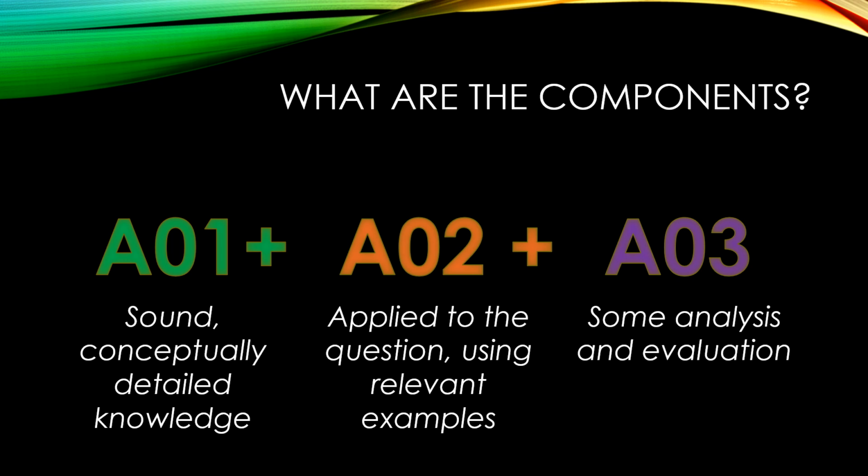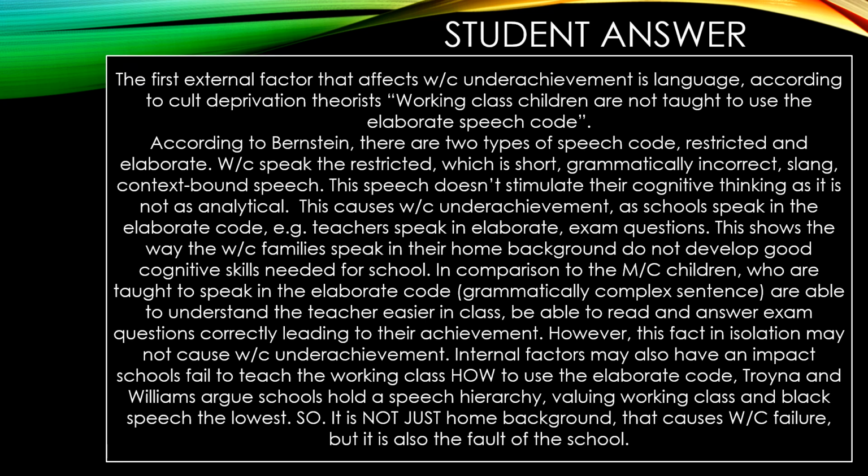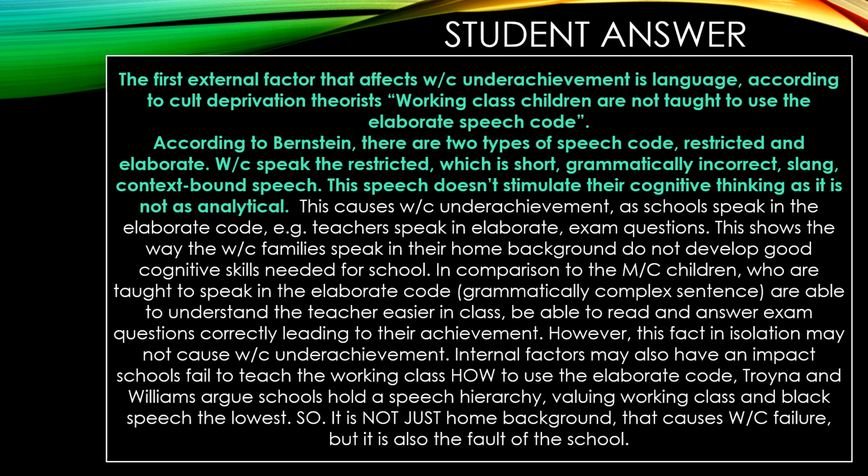And finally, you will gain AO3 from analysis by breaking down the explanation a little bit further, looking at it from a different angle, and finally giving some evaluation. So here is the exam question from A-level paper 1 education that we are going to explore, and it's asking you for the sociological explanations for class differences in educational achievement. We're going to explore an example paragraph, and I'm going to break it down showing how you are hitting all of those skills.